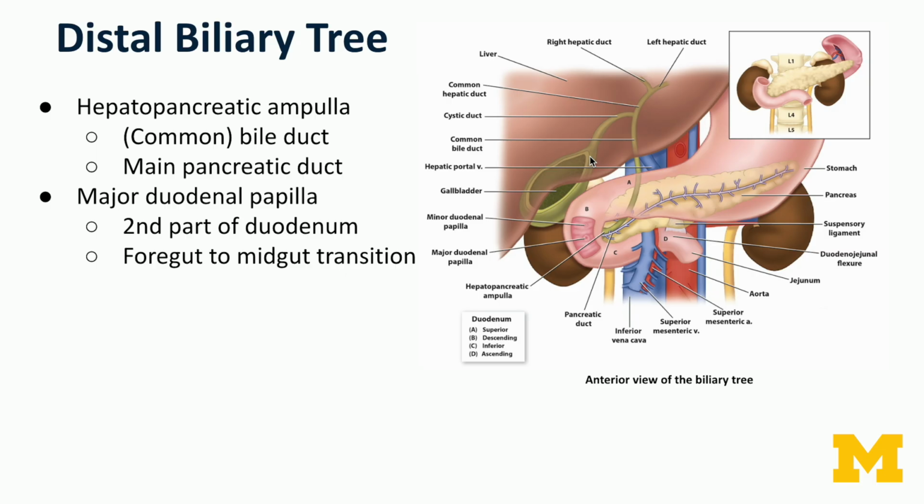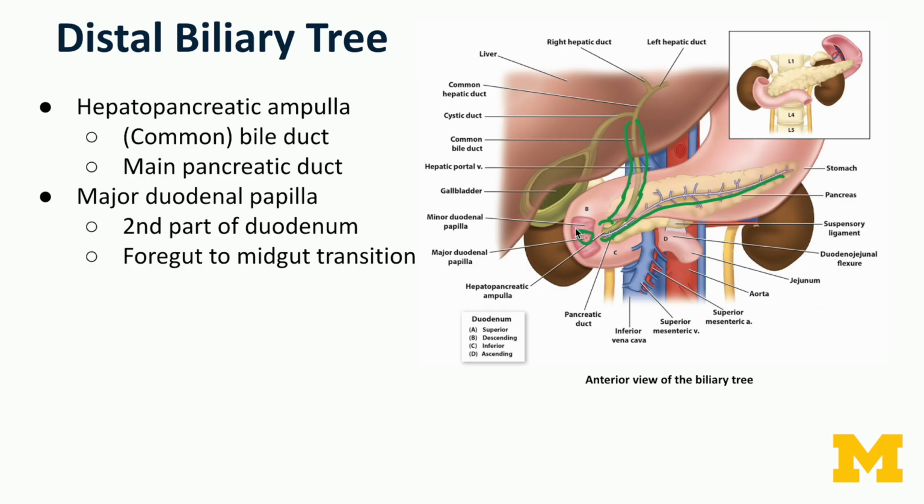So we have the common bile duct descending down, and that's going to be in the hepatoduodenal ligament. And that common bile duct is going to join the main pancreatic duct, so bile joined with pancreatic enzymes, into a region known as the hepatopancreatic ampulla. So that hepatopancreatic ampulla is an expansive space that's going to feed into the major duodenal papilla, that eruption of mucosa in the second part of the duodenum that marks the transition between the foregut and the midgut.